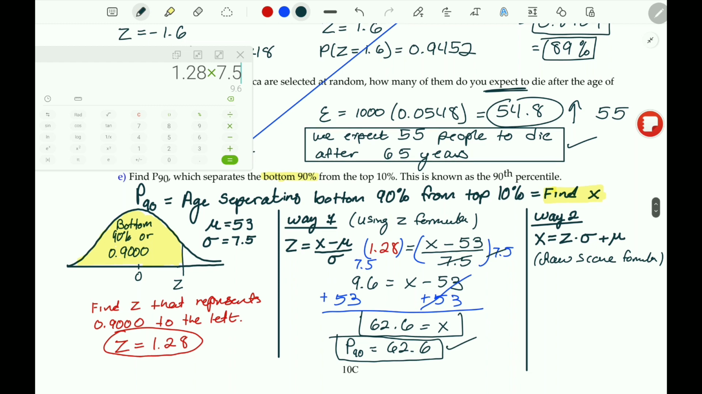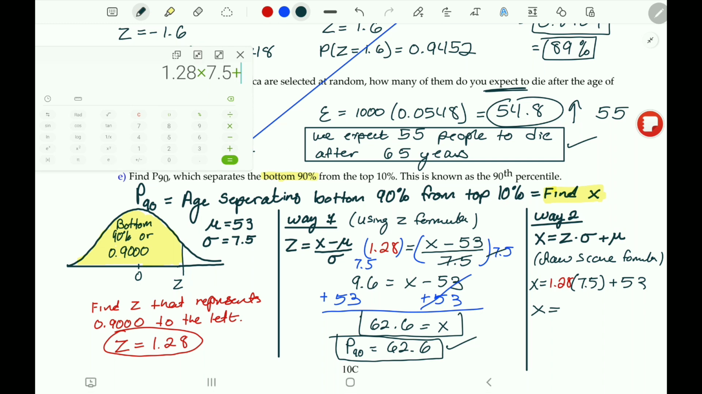Now, if you use the raw score formula, it's just an easier way to plug things in, which is way number 2. x is equal to the z-score of 1.28 times the standard deviation of 7.5 plus the mean of 53. We can plug that into the calculator like we did here. 1.28 times 7.5 plus 53. We get 62.6, which is still P90.